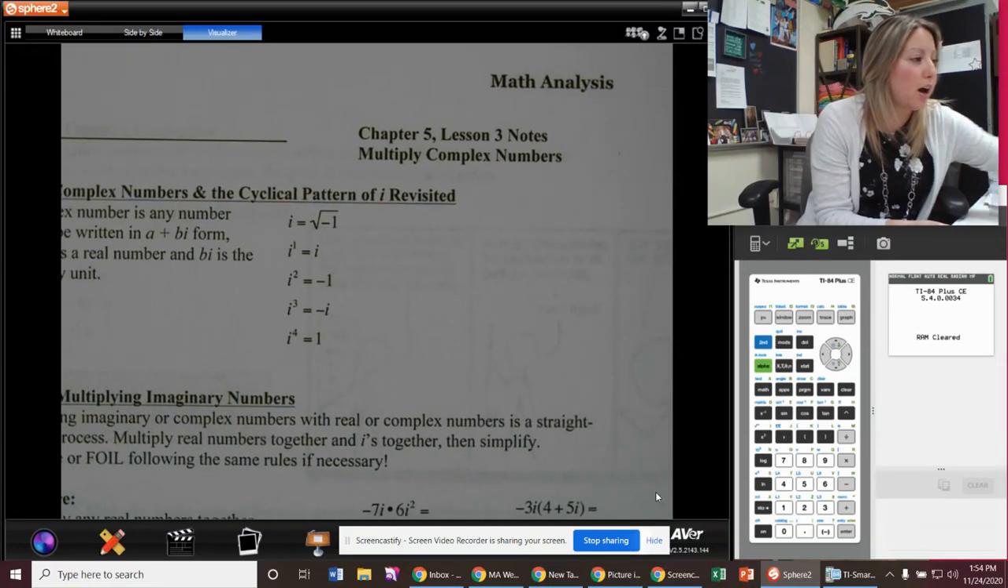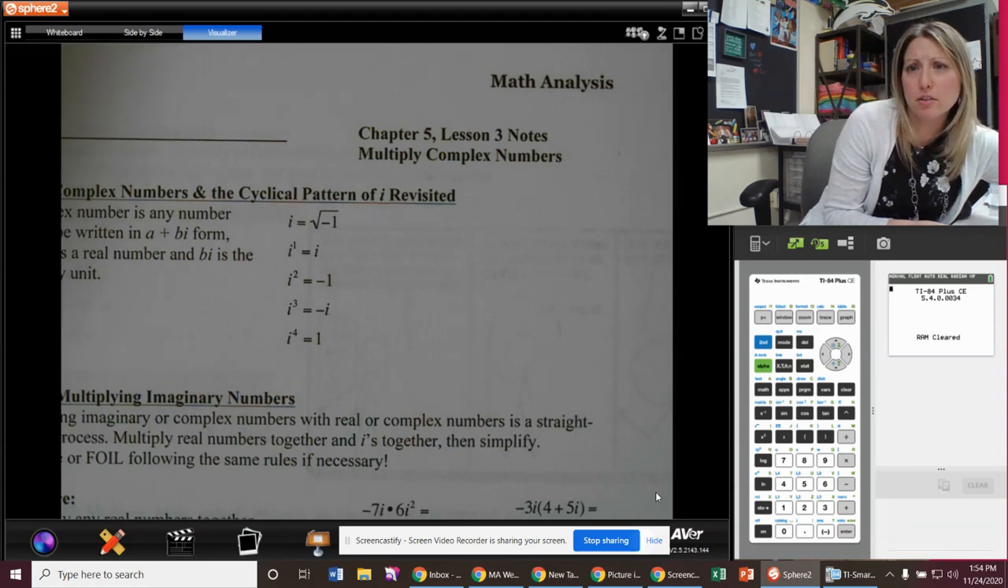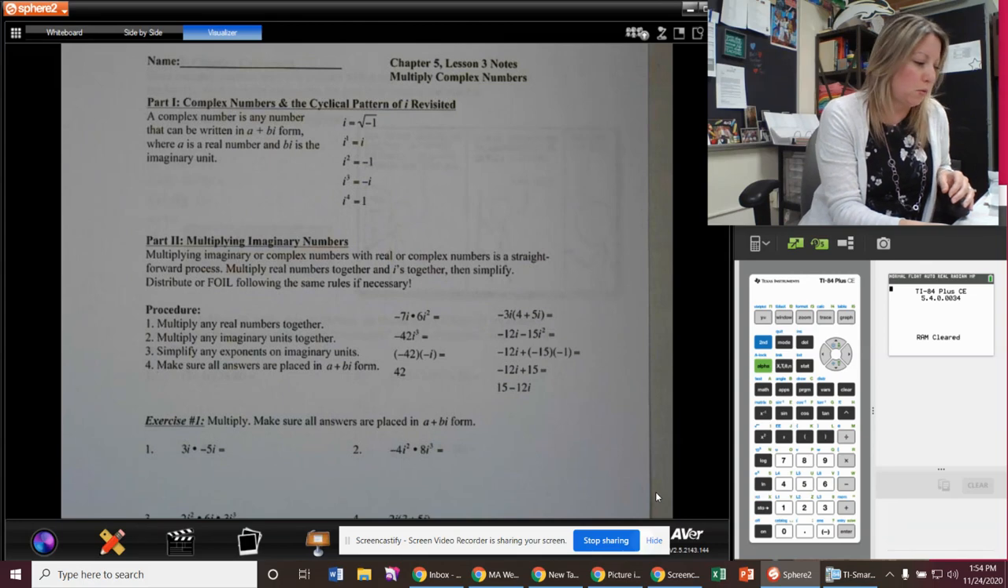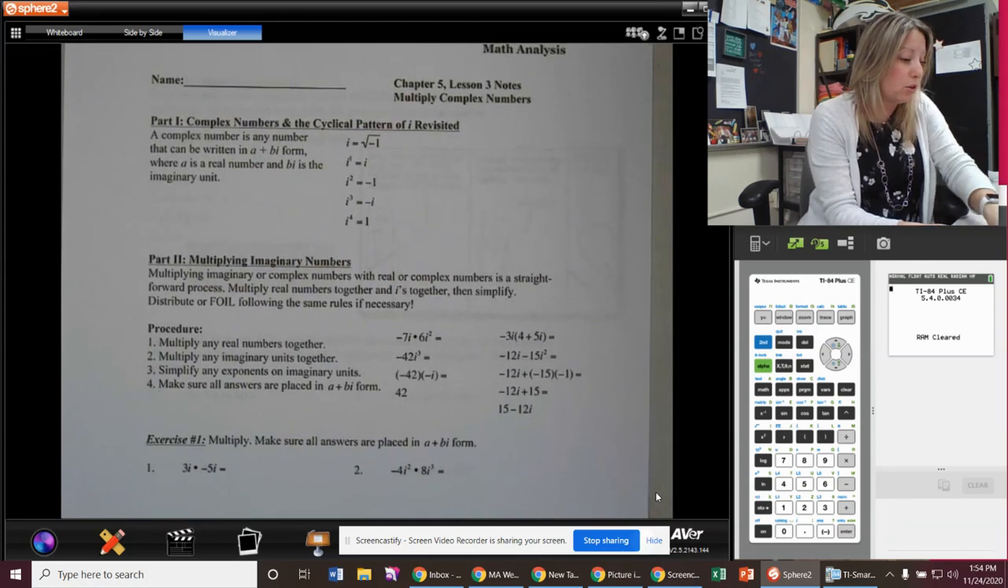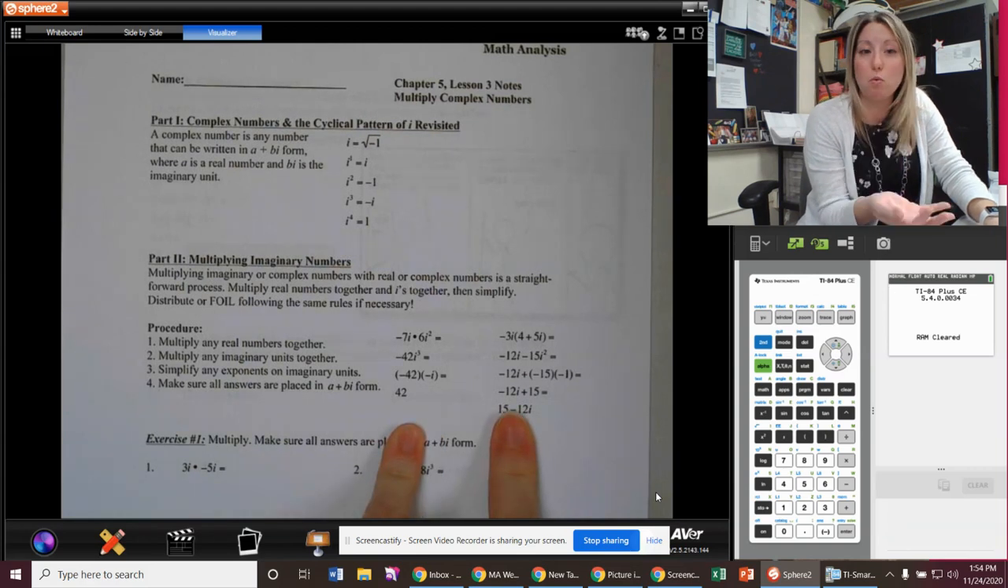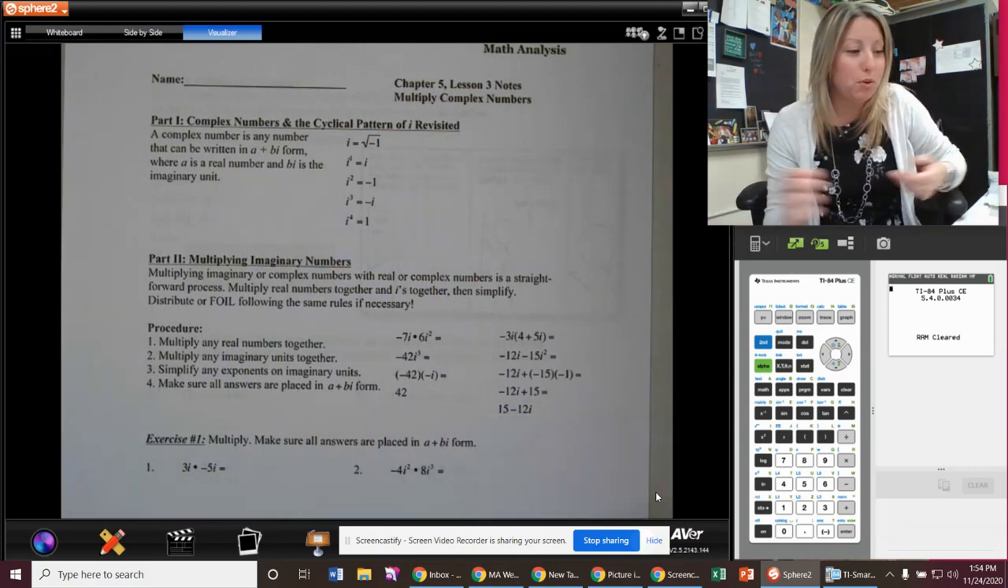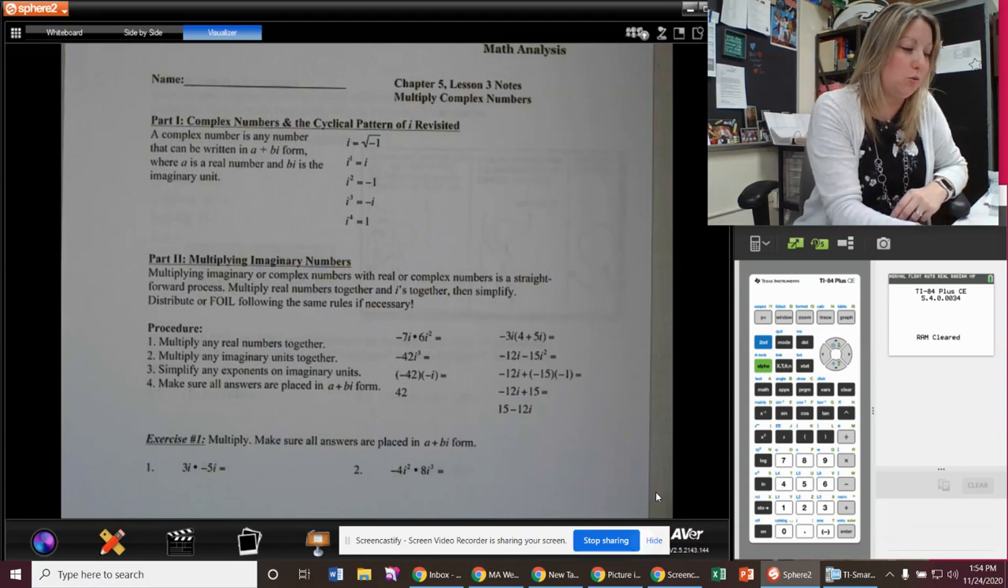So we're going to multiply complex numbers, multiply regular imaginary numbers and complex numbers. So I just want to show you what the worksheet looks like just so you can see. I've got 2 examples over here that I'm just going to kind of walk you through. And then I'm going to tell you again that we've got the graphing calculator that we can use for i's.